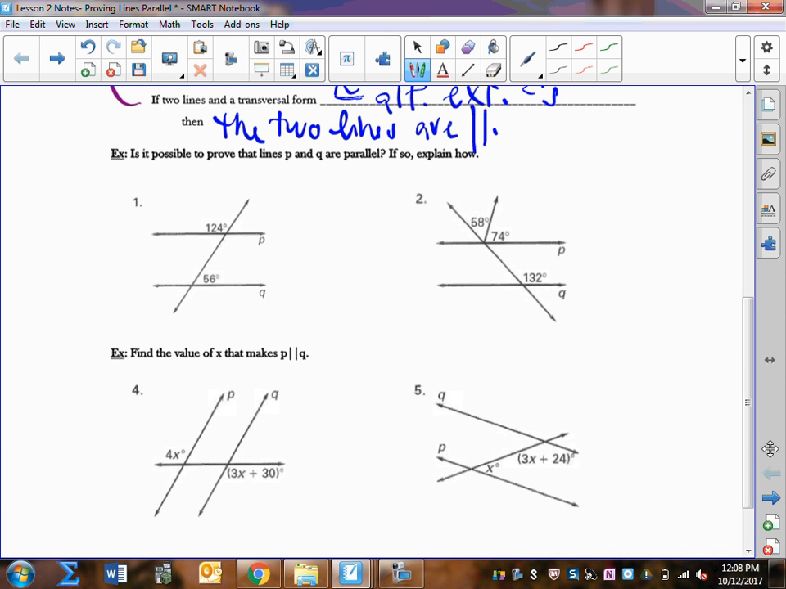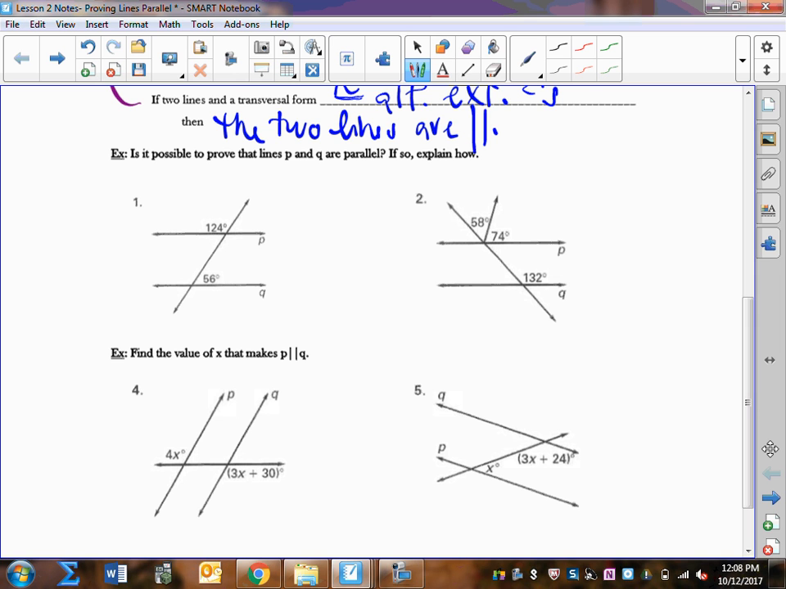Alright, so these are our 4 sets of special angles. Do those 2 angles have any of these relationships? No, they don't. We see that one is outside, one is inside, but they're on different sides of it. The only one that's both inside and outside would be corresponding, but it has to be on the same side of your transversal. So we've got to do something more.